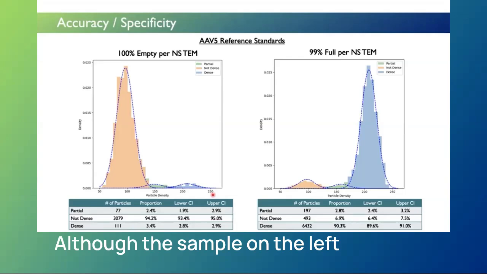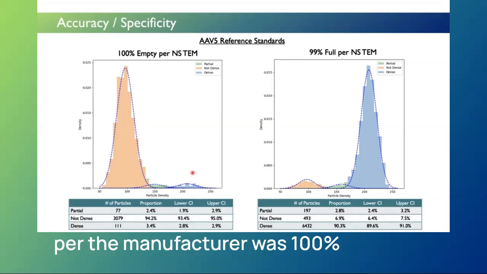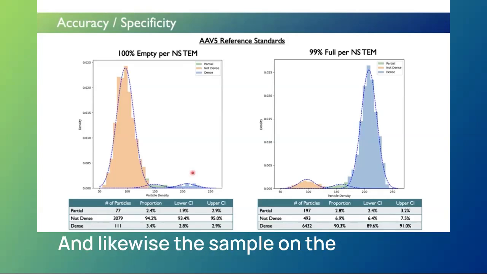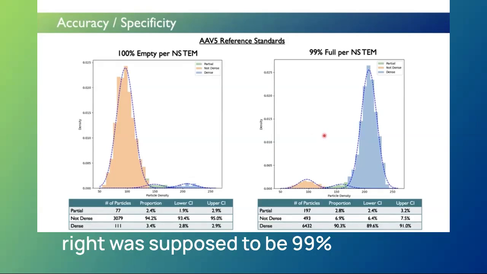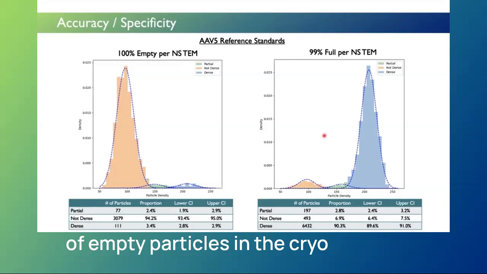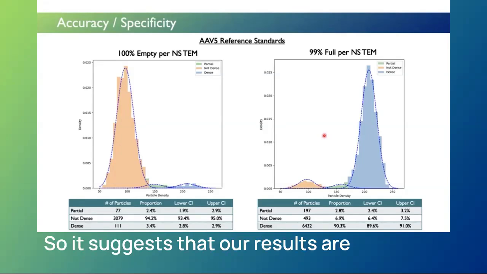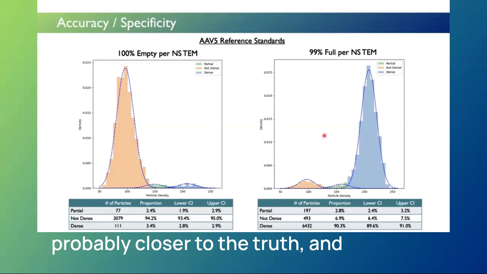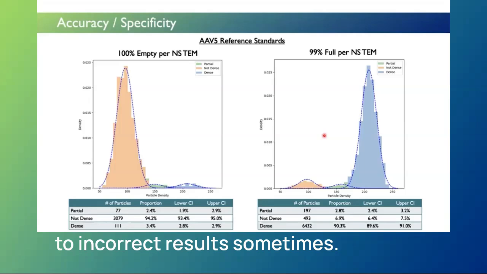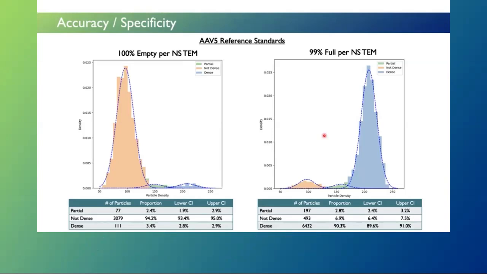Although the sample on the left, per the manufacturer, was 100% empty, we clearly see instances of dense particles in this sample. Likewise, the sample on the right was supposed to be 99% full per the manufacturer, but we saw numerous instances of empty particles in the cryo-electron microscope images. So this suggests that our results are probably closer to the truth, and it's not too surprising, because negative stain microscopy can lead to incorrect results sometimes, and this is the reason why we prefer to use cryo-electron microscopy for AAVs.